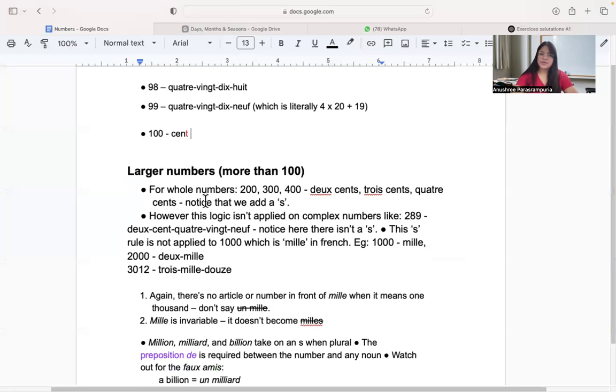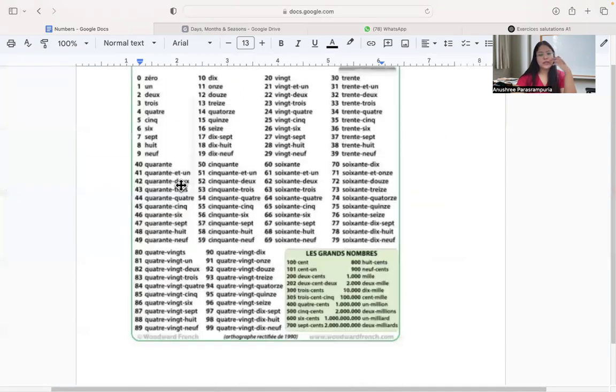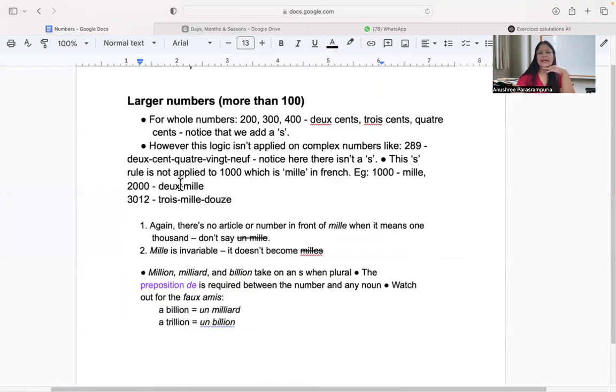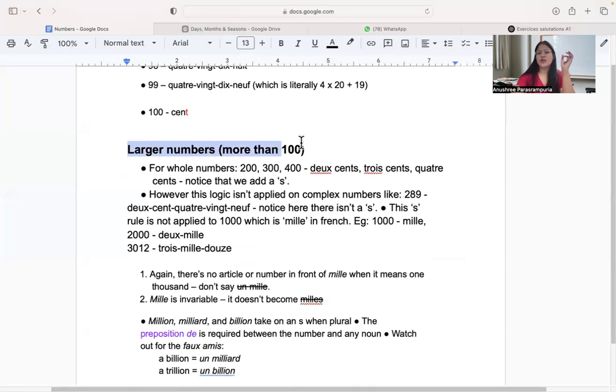In our previous sessions, we learned numbers up to 100. Today, we will first dive deeper into numbers which are larger than 100, and then we will do a little bit of exercises together. We are also going to learn the practical usage of numbers.